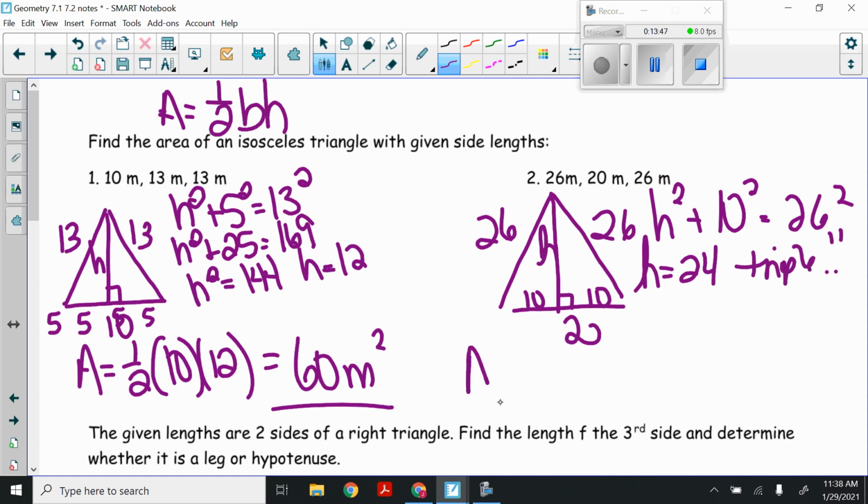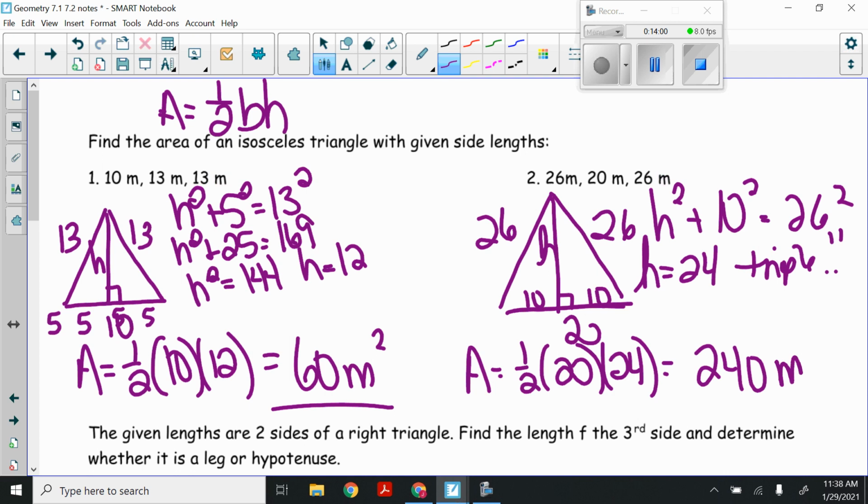So now I can say my area is 1/2 the base of the entire triangle, which is 20, times the height, which was 24. So half of 20 is 10. 10 times 24 is 240. My units were meters, and again it's squared, so 240 square meters.